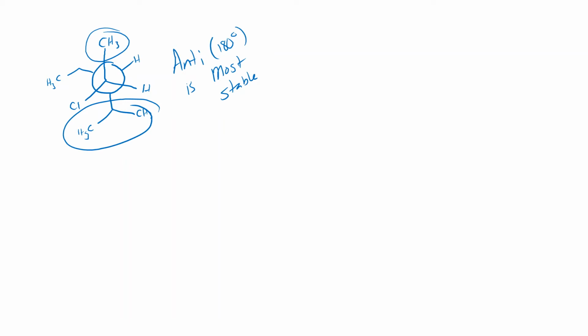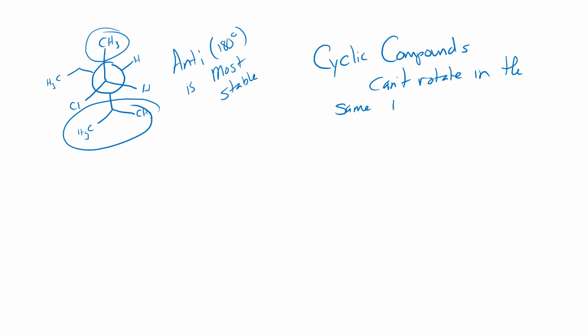What happens when we look at cyclic compounds is the problem. Cyclic compounds can't rotate in the same way. And so when we draw our Newman projections for some cyclic compounds, we're going to end up with some examples where the two large groups can't get out of each other's way.